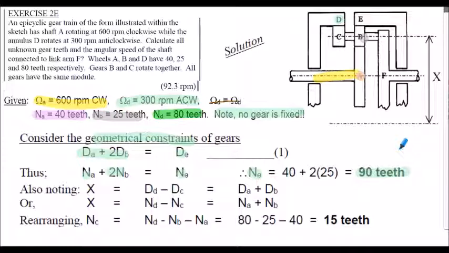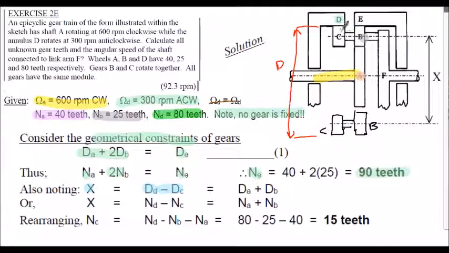Now we have to find the number of teeth on gear C. It's a bit more complicated, this one. X is across to the next gear, so I'll draw that in here just to clarify. We've got the diameter of gear D minus the diameter of gear C. The diameter of gear D would be across from here to here. That would be gear D. What we're doing is taking off half of C there, and half of C here, to get to the diameter X.